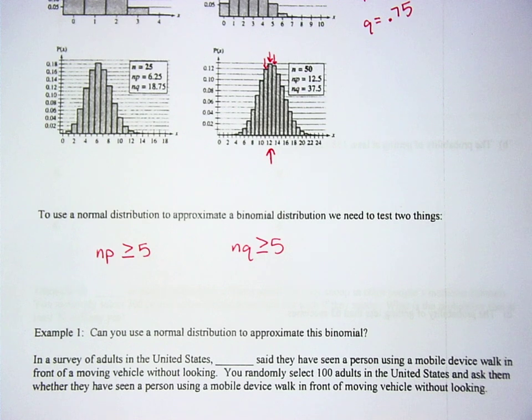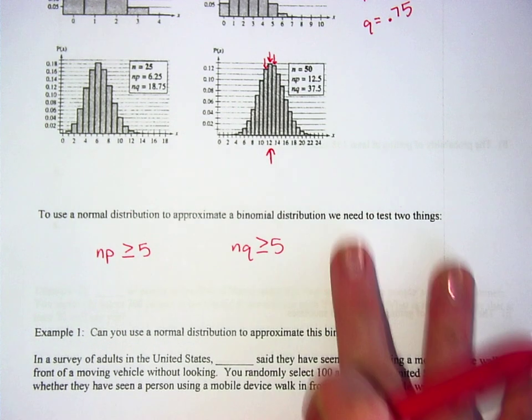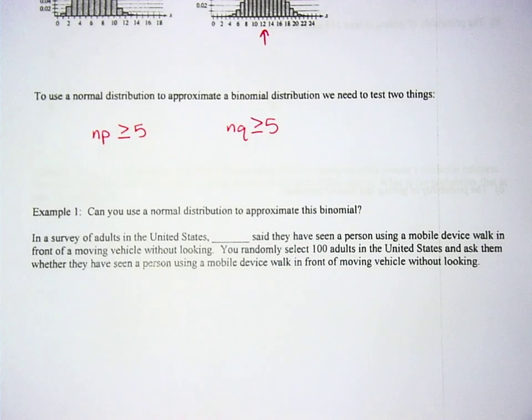So example 1 just says, can you use a normal distribution to approximate a binomial distribution? All right, in a survey of adults in the United States, what percent of people do you think have said that they have seen somebody walk in front of a moving vehicle without looking by using a mobile device?